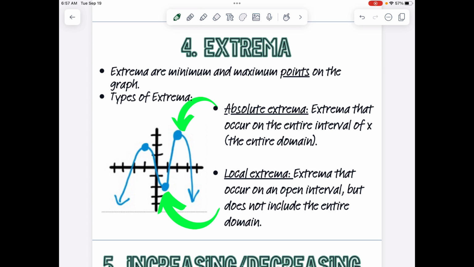Okay, so Extrema. You've actually had experience with Extrema. You might not remember it, but you absolutely did. These are minimum and maximum points on the graph. So there are two different types of Extrema. You have absolute Extrema and you have local Extrema. So an absolute Extrema is Extrema that occur on the entire interval of x. So that means it is the absolute biggest or absolute smallest value that y will have across the entire graph.